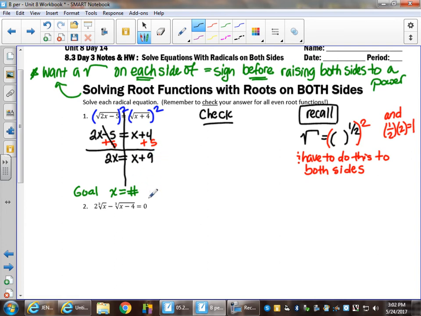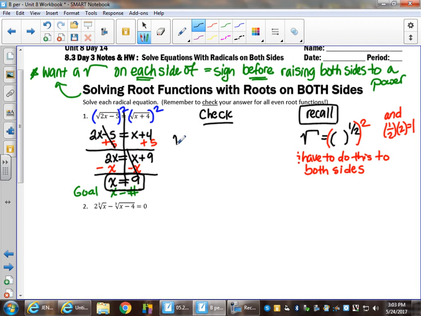Now on the right side of this equation, I just want numbers. So this x can't stay. The opposite of a positive x is a negative x, so I will subtract x from both sides. And 2x minus x is x equals 9. We have accomplished our goal of x equals a number. This is an even root. Even roots require checks, because I have to make sure that this is a possible answer, and that it doesn't create a negative under the radical.